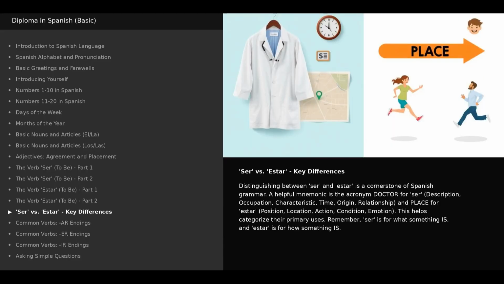Ser versus estar. Key differences. Distinguishing between ser and estar is a cornerstone of Spanish grammar. A helpful mnemonic is the acronym DOCTOR for ser: description, occupation, characteristic, time, origin, relationship, and PLACE for estar: position, location, action, condition, emotion. This helps categorize their primary uses. Remember, ser is the what something is, and estar is the how something is.